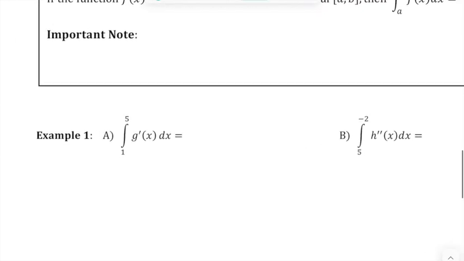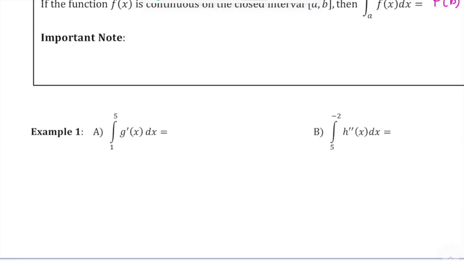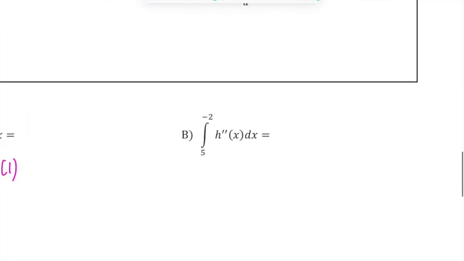So here, if you look at example 1a, we're trying to take the integral of the derivative. So basically, this is going to just be g of 5. Again, we plug in the 5, the integral and the derivative cancel, and we subtract that from g of 1. Part B. First off, our boundaries are switched. So let's change them and put a negative outside.